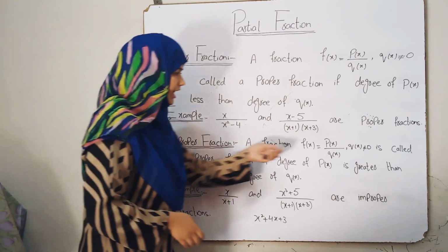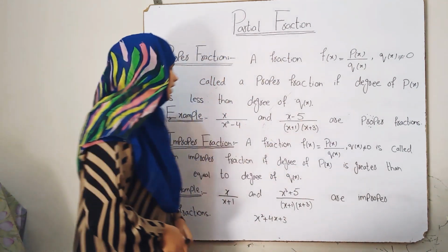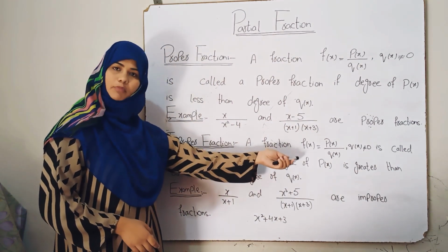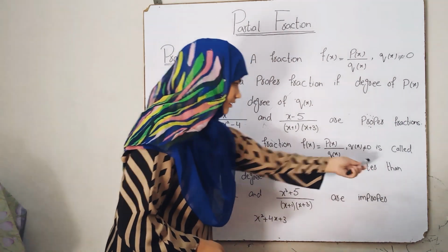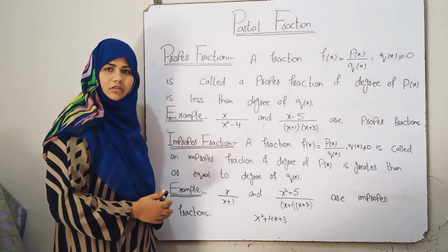Now second is improper fraction. A fraction f of x is equal to p of x over q of x, q of x not equal to 0, is called an improper fraction if degree of p of x is greater than or equal to degree of q of x.